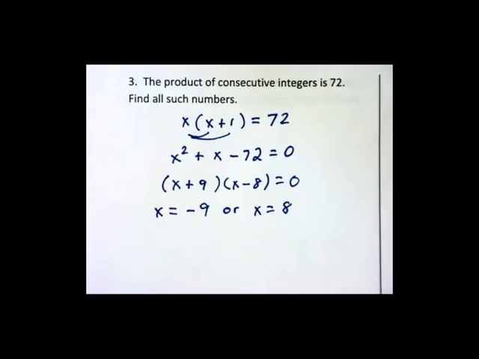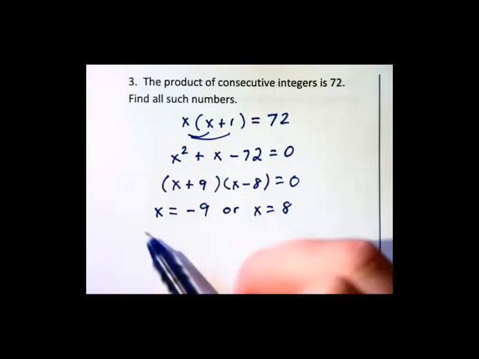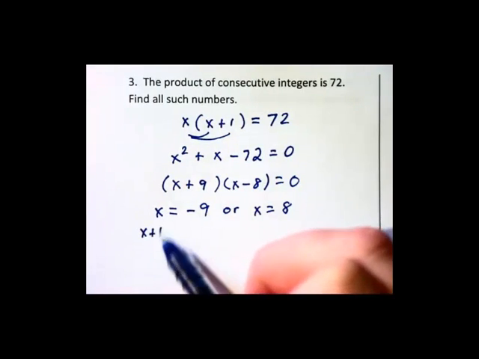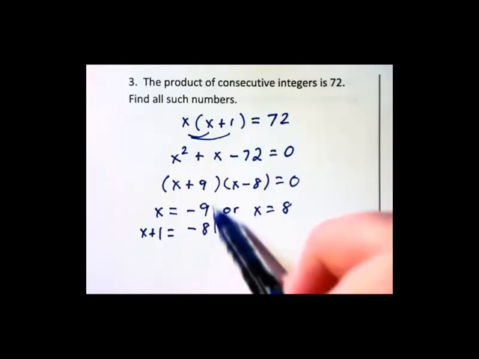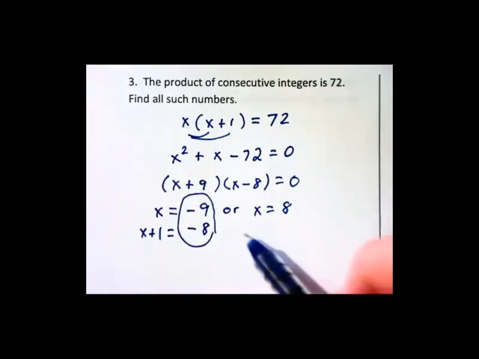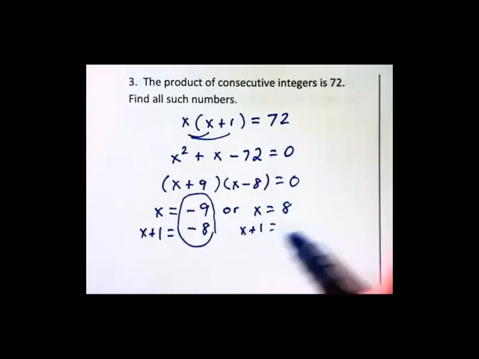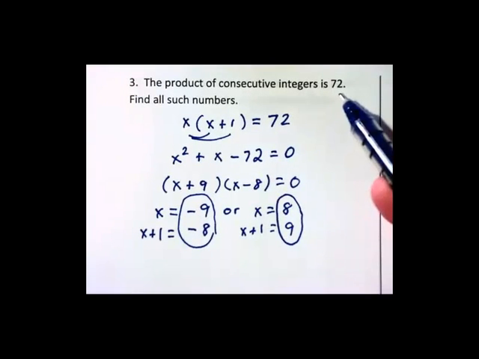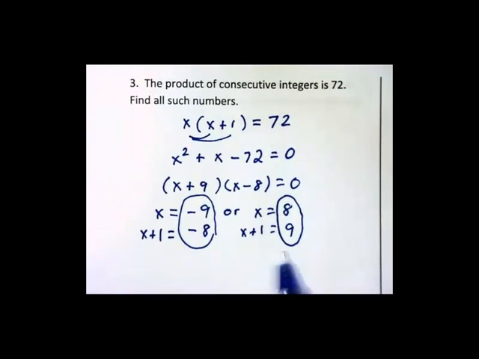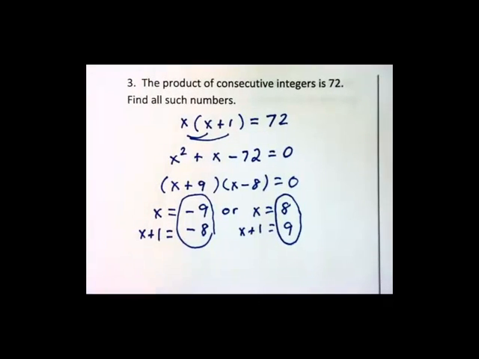But with consecutive integer problems, these are not our solutions. They're not even consecutive. Each of these will have an x + 1 going with it. So we're going to have -9 and -8 as one solution set, and +8 and +9 as a second solution set. And in both cases their product is 72, and in both cases they are consecutive. So there's no reason to cross off any negative solutions.